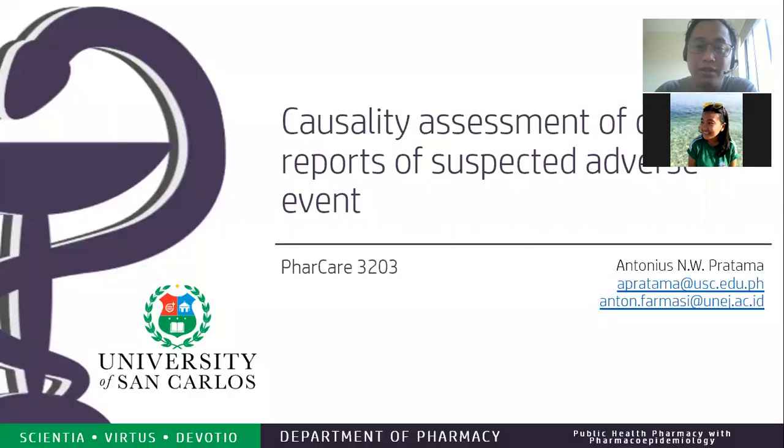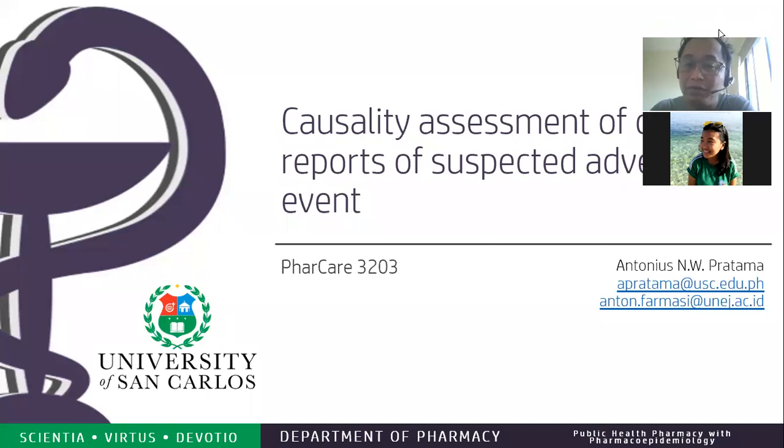The next module is about the causality assessment of case reports of suspected adverse events. Like I said before, we have the suspected adverse event first, and then we use certain methods to assess whether they have a causal relationship. This adverse effect has a causal relationship with a certain medication or the use of medication.